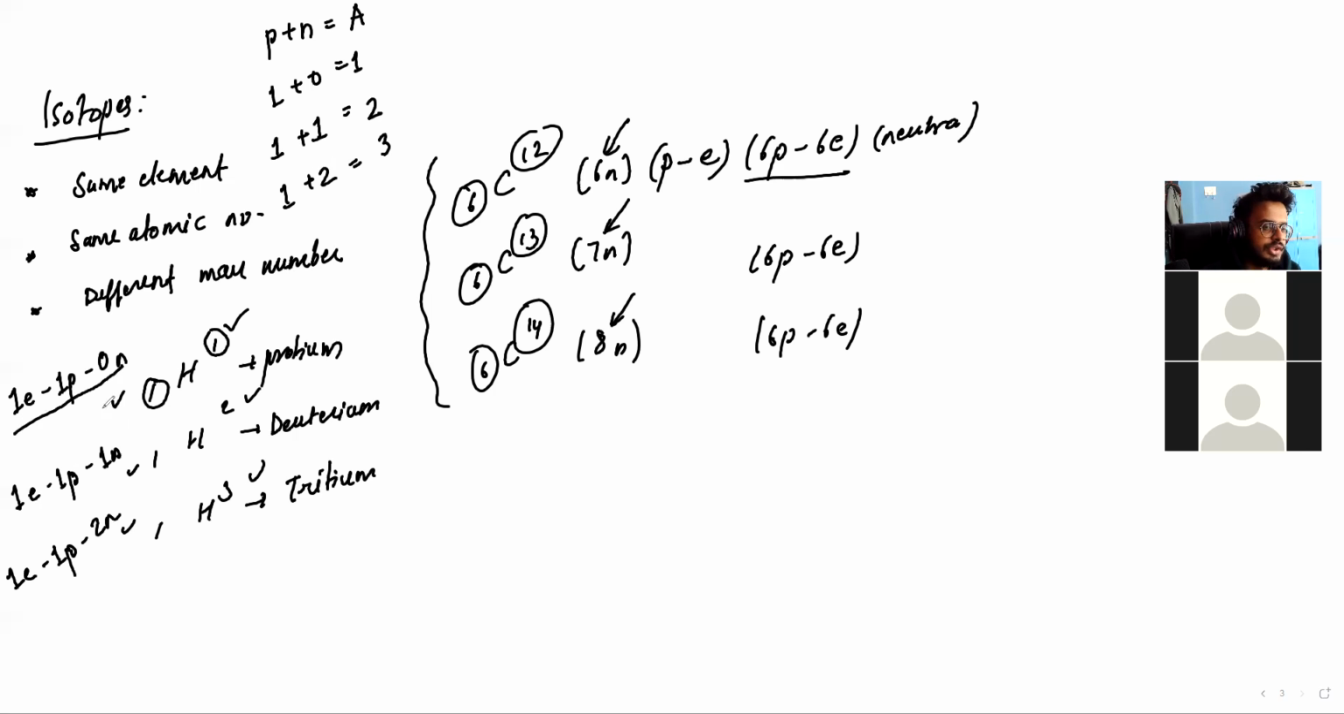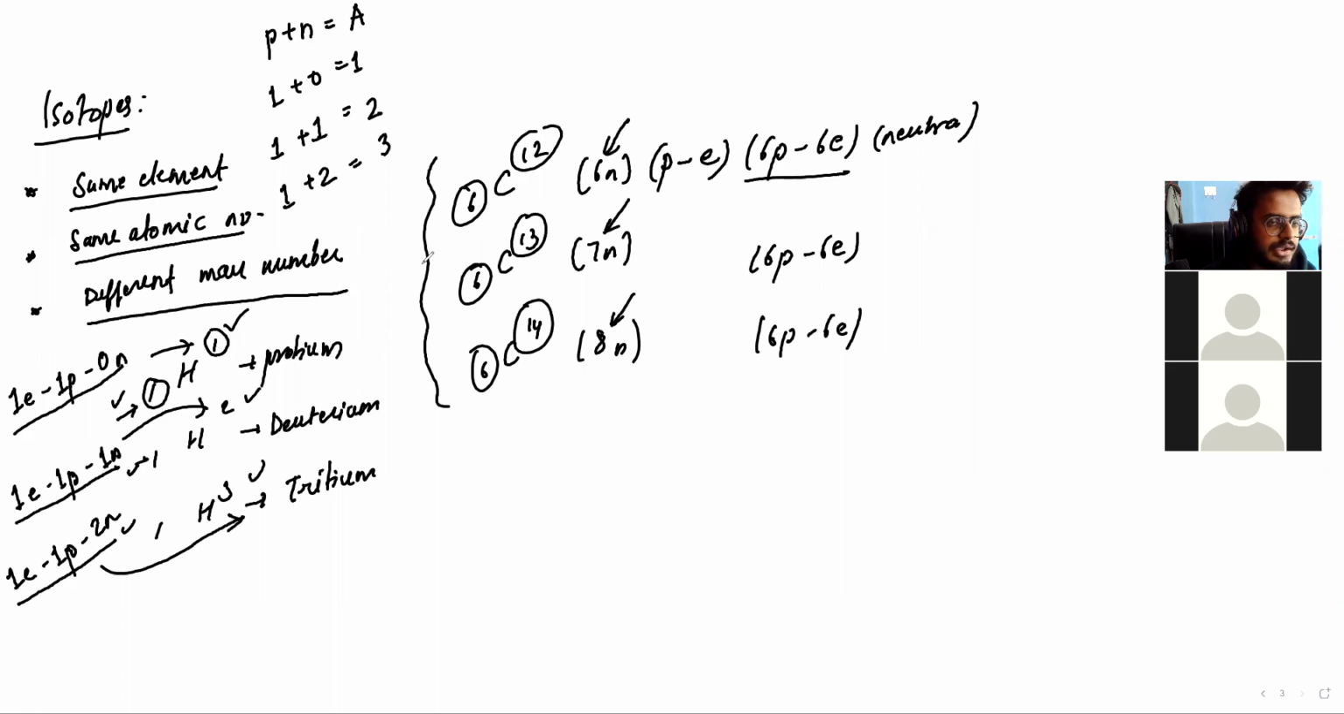So 1 electron, 1 proton, 0 neutron like protium. 1 electron, 1 proton, 1 neutron like deuterium. 1 electron, 1 proton, 2 neutron like tritium. Okay. So isotopes, they are of the same element. These are atoms of the same element that have the same atomic number, 1, 6, 6, 6, but different mass number, 12, 13, 14, 1, 2, 3. So the only thing different in isotopes is the number of neutrons. So different isotopes of the same element will have different number of neutrons, right?